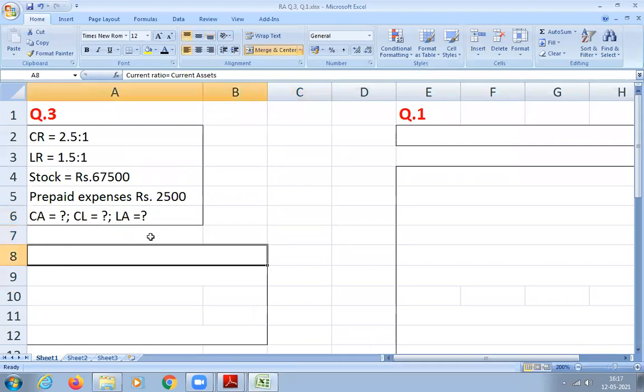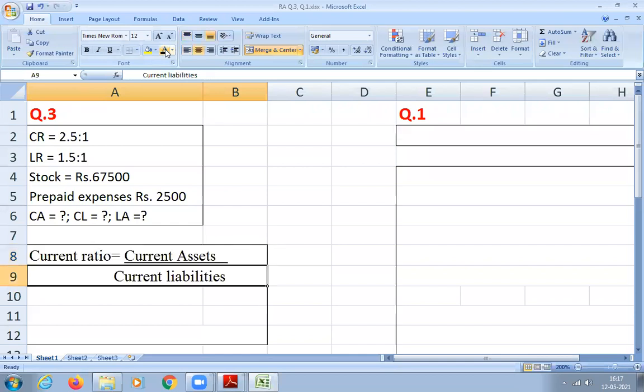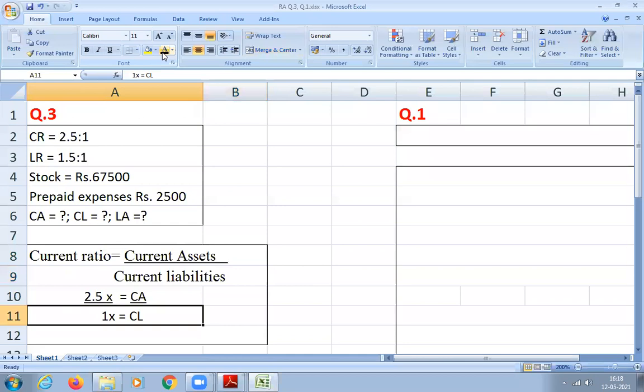First, whatever is given, we will write down first. So first write down the current ratio. What is the current ratio formula? Current assets divided by current liability. So current ratio, how much is that? 2.5:1. That is nothing but 2.5 divided by 1. Okay. So we'll write it as x because I need the amount value. Write it as 2.5x for current assets, and liability is 1x. That is your current liability.